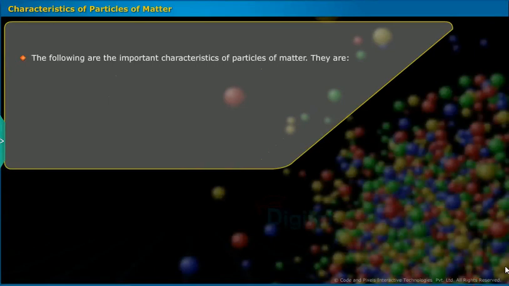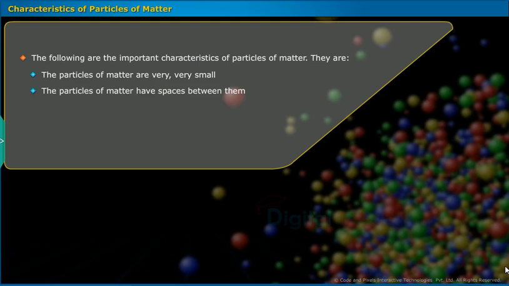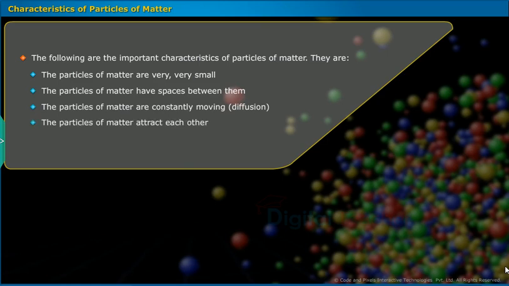The following are the important characteristics of particles of matter. The particles of matter are very small. The particles of matter have spaces between them. The particles of matter are constantly moving, diffusion. The particles of matter attract each other. We will perform some simple experiments to show all the characteristics of the particles of matter in a later session of this module.